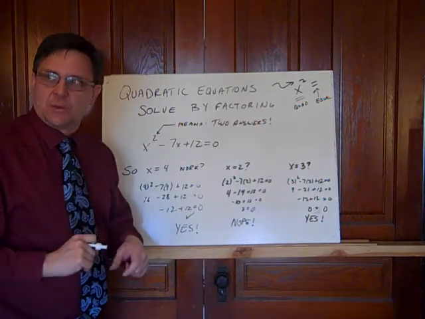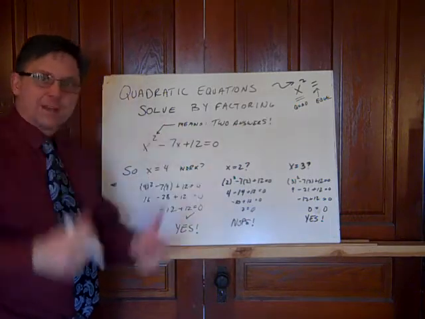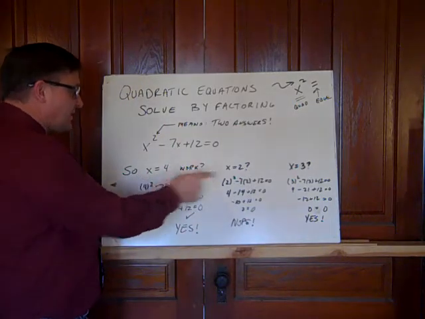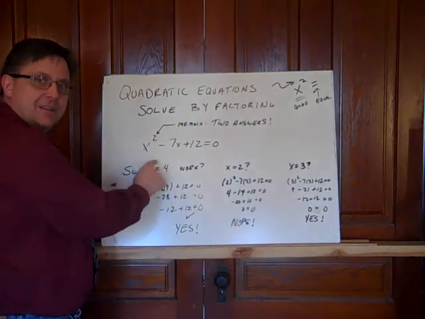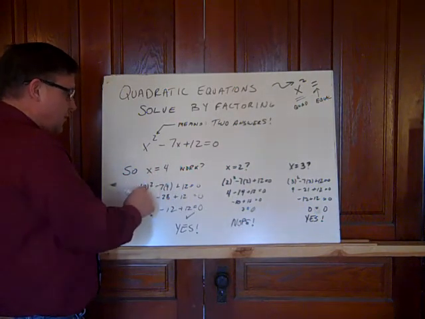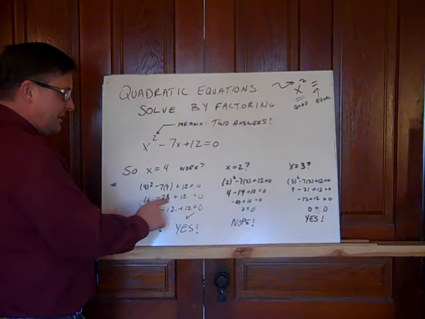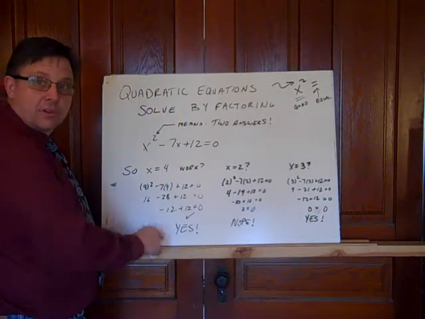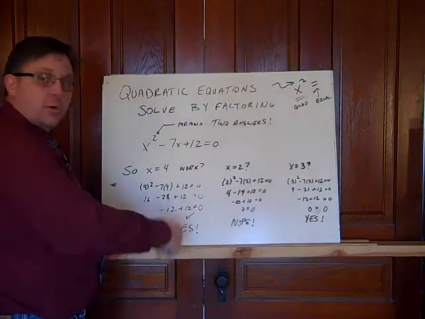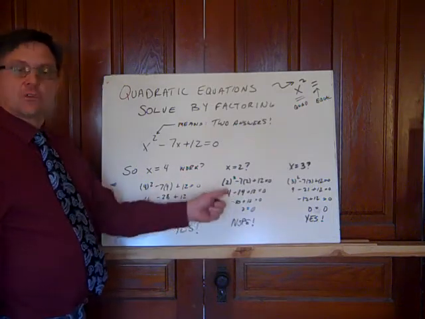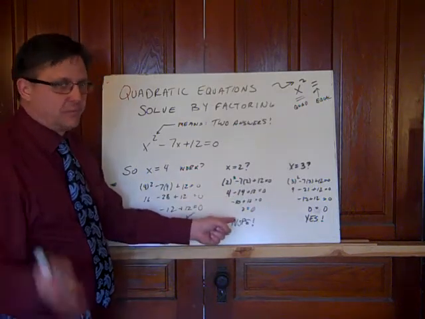Now we could guess and check. We could go with all the integers. We could try and try and try. So we could say, does x equal 4? We could put 4 back in the equation. 4 squared minus 7 times 4 plus 12. We go through the operations and get 16 minus 28 plus 12. Negative 12 plus 12. Hey, that's 0. Great, that works.